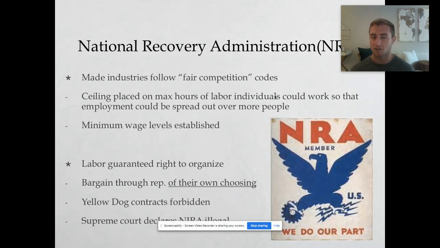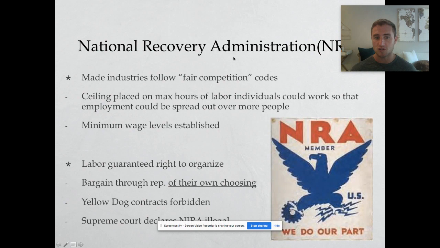They also established a minimum wage so that you tried to raise the amount of money that each of these people were paid. So a way in which to employ more people and try to make up for the losses by establishing a minimum wage. The problem with this is that there's nowhere in the Constitution that says the federal government can come in and do this, and the NRA is eventually found to be illegal because it is asking far too much of business. In fact, businesses start to not follow these NRA laws because it is too much of a sacrifice.